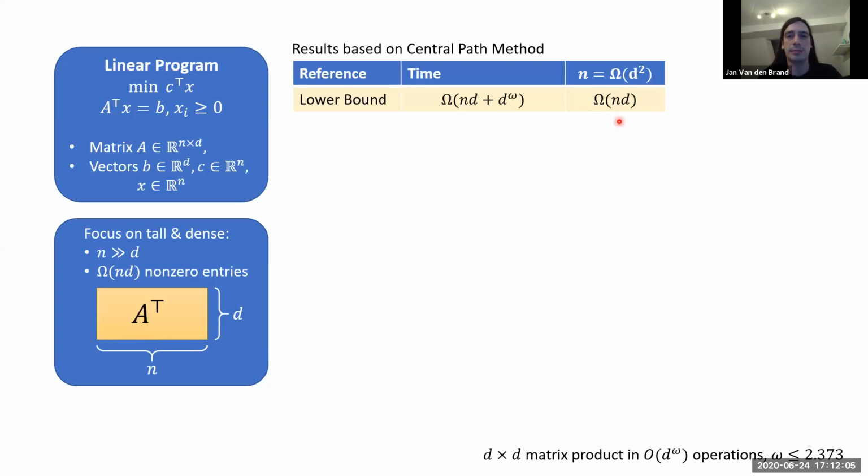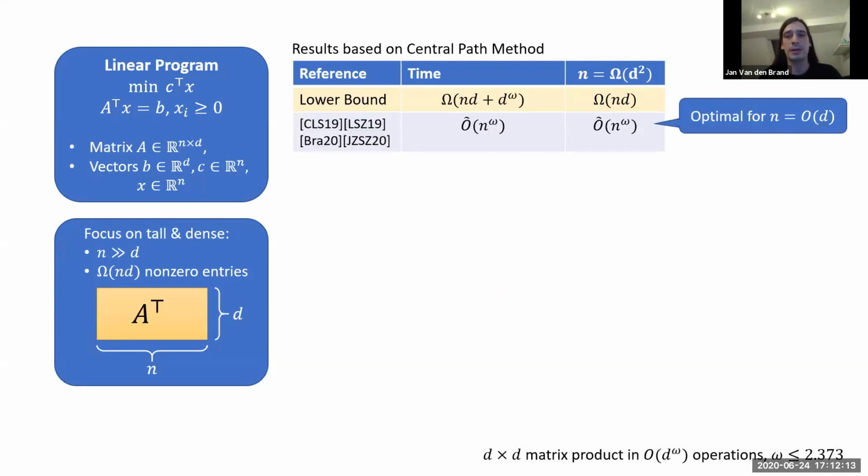And in the last column, I assume that n is at least something like d squared, just to simplify the complexities a bit further. If we assume that n is roughly the same as d, then there already existed an optimal algorithm, because the d to the omega and n to the omega terms are the same. But if n is much larger than d, then this algorithm is far slower than the lower bounds that we have.